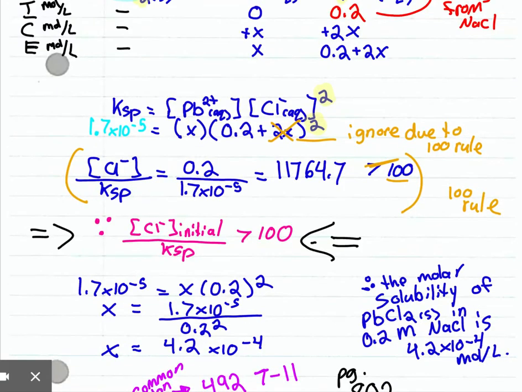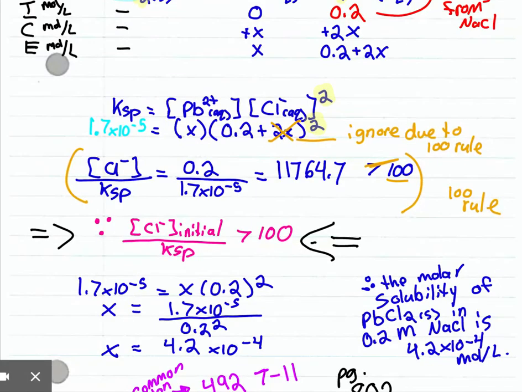So our Ksp is still there. We still have x for the lead, but we've ignored this 2x, so it's 0.2 squared. Now this is something we can deal with. I would rearrange for x first. So x equals 1.7 times 10 to the negative 5 divided by 0.2 squared. And that's some pretty simple math. We're just solving for x, and that's giving us our molar solubility. Don't forget your units and a therefore statement.